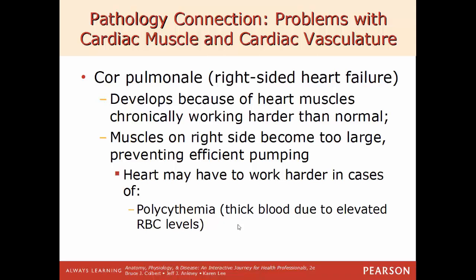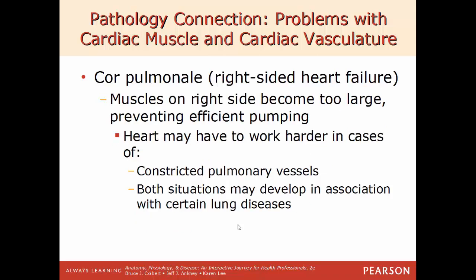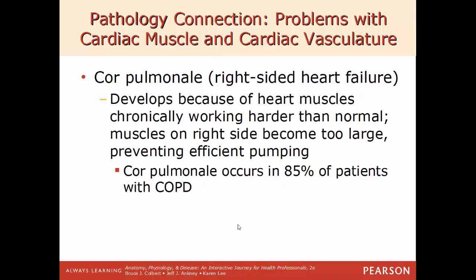Now, the heart may also have to work harder in other cases, such as polycythemia, which is a thickened amount of blood due to the higher levels of red blood cells. Some other conditions, if you have constricted pulmonary vessels, this will cause the right-hand side of the heart to work harder than it should. And both situations could develop in association with certain lung disorders or lung diseases. Now, cor pulmonale occurs in about 85% of all patients with COPD, chronic obstructive pulmonary disease. The vessels going to the lungs are being obstructed and or damaged, so this is affecting how well the right-hand side of the heart is able to function.